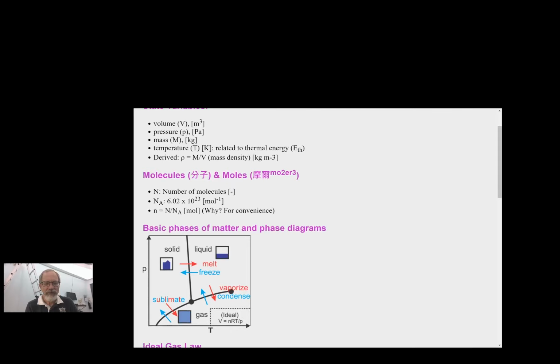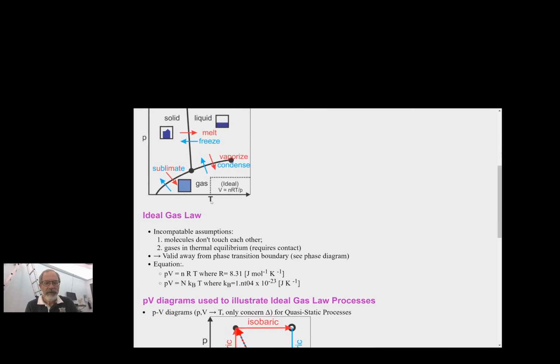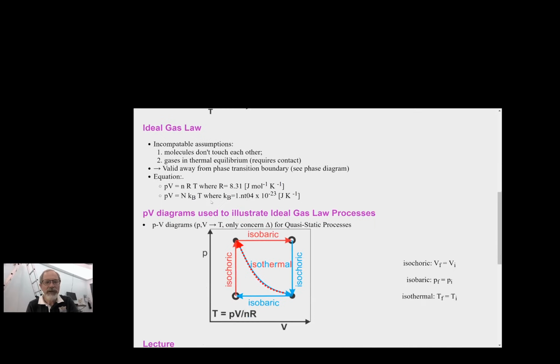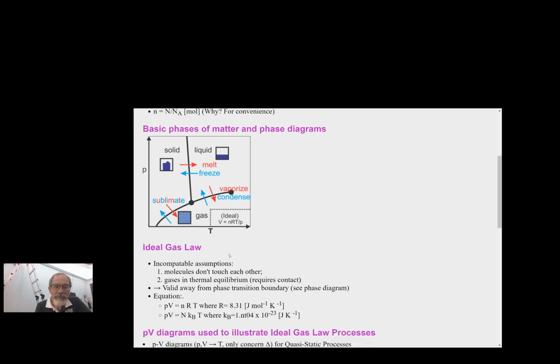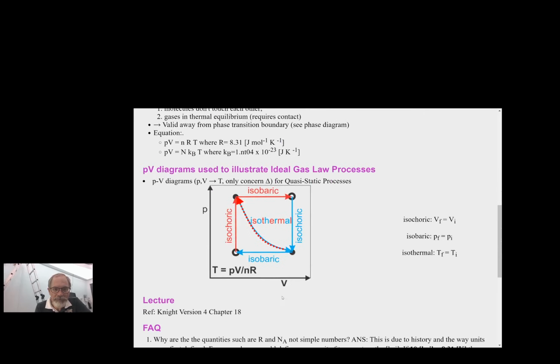Okay, now let's move on to PV diagrams used to illustrate the ideal gas law processes. Now note, this is pressure versus volume, not pressure versus temperature. So when we're talking about ideal gases, we often don't plot them as PT diagrams. We plot them as pressure versus volume.